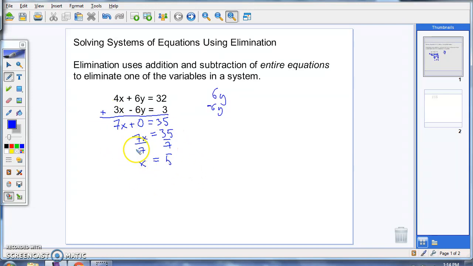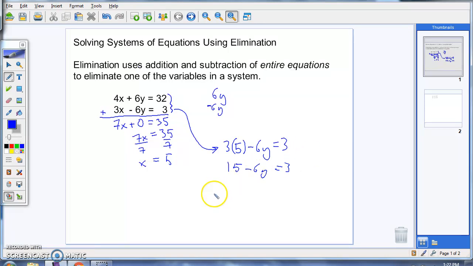Once you have one variable, then it's easy to go to the second variable. Pick either one. It doesn't matter which one you pick. I'm going to pick this one down here because it's simpler to me. Just replace x with 5, right? 3 times 5 minus 6y equals 3. Okay, whoa, that was weird. If 3 times 5 minus 6y equals 3, then 15 minus 6y equals 3.